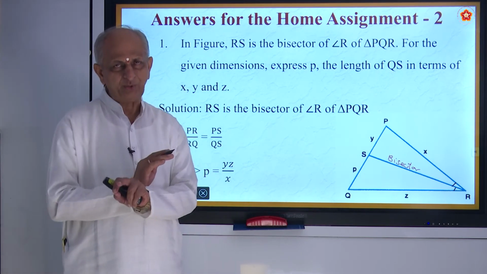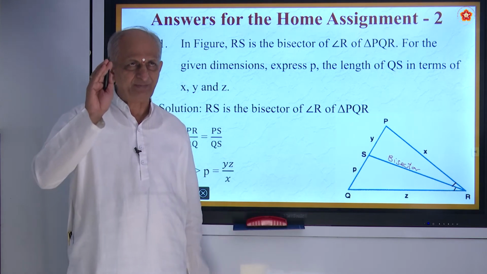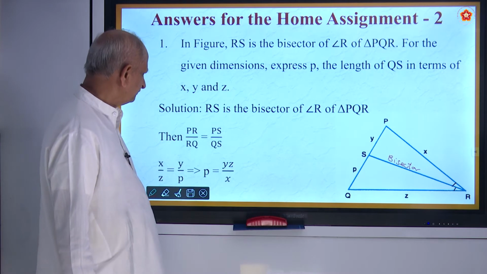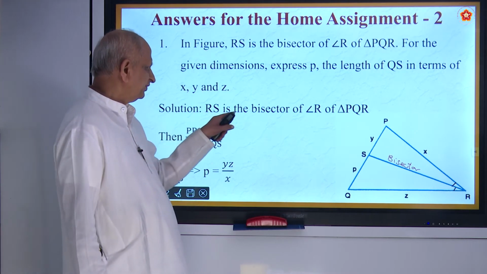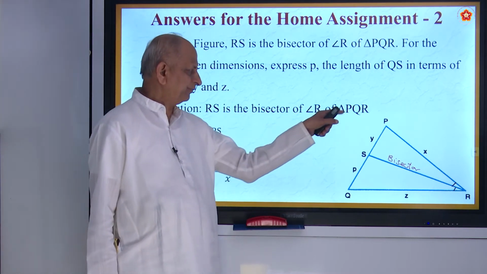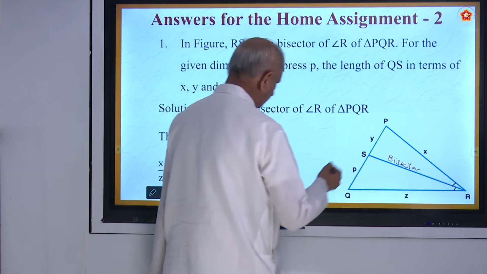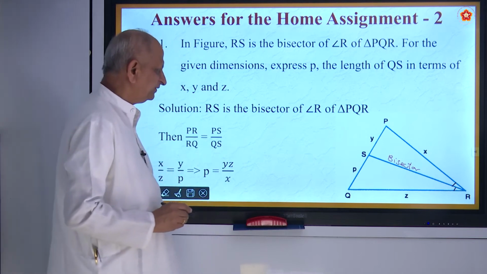You have to express that P in terms of X, Y, Z. Here no value is given, they are given algebraic terms. So what is the first step? RS is called a bisector of angle R of triangle PQR. So this is a bisector. So what does the bisector property say?